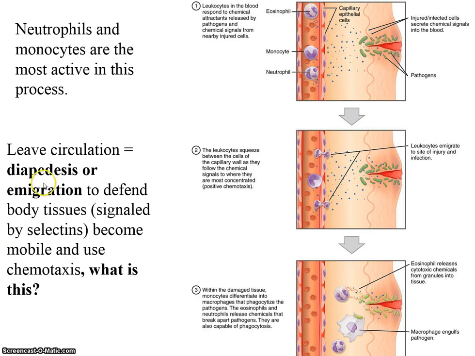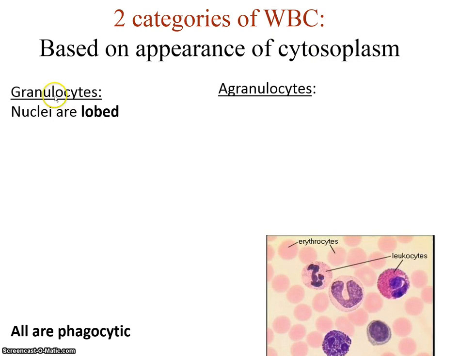All right. I won't use the word diapedesis or chemotaxis on a test, but that's what the words are. Diapedesis is a process by which the white blood cells distort and push their way through, and therefore out of the blood vessel. And then chemotaxis is this idea of being called. All right. So the 2 categories, again, we talk about this in lab, granulocytes and agranulocytes.